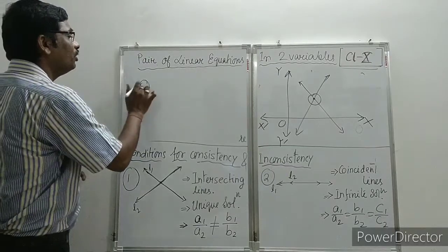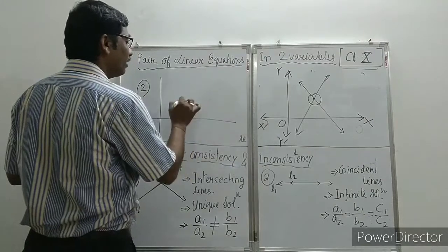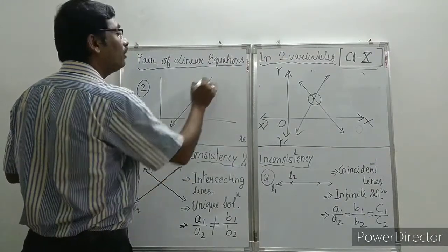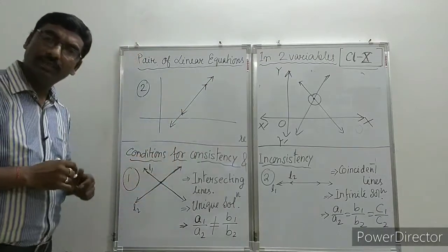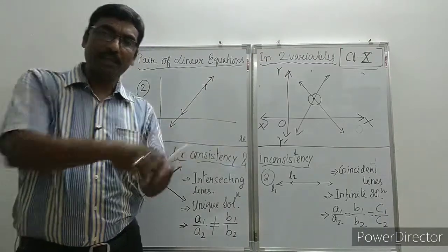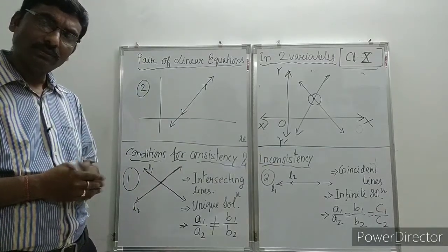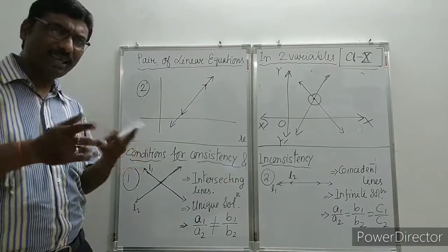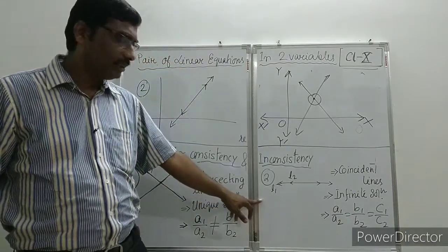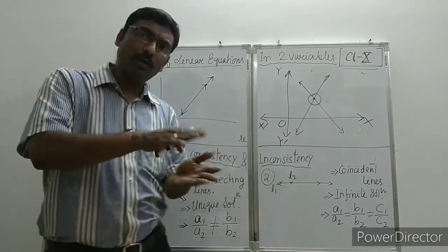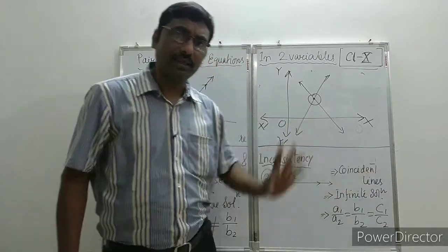Then condition number 2. While drawing the graph, sometimes you will see that both the graphs are overlapping each other. That means they overlap each other. That means coincident. Coincident means overlap each other. That means both the lines are the same. So this is the number 2 condition. If both the lines are the same, that means one line overlaps the other, then they are called coincident lines.